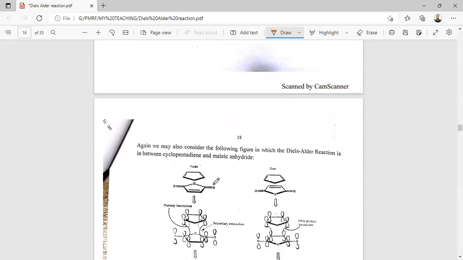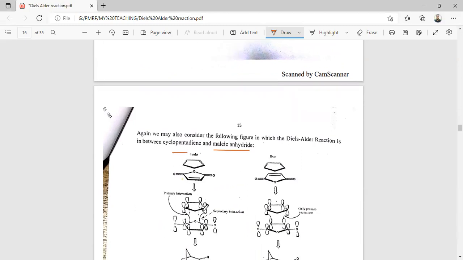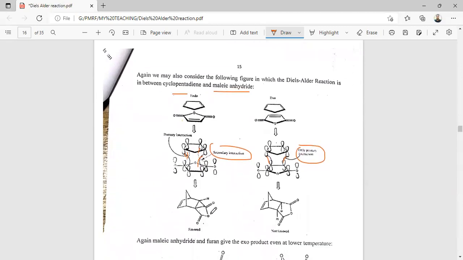Again, we may consider the following figure, the Diels Alder reaction between cyclopentadiene and maleic anhydride. This is the endo product, this is the exo product. In the endo product, this primary interaction happens and this secondary interaction happens, but for the exo product only the primary interaction happens, no secondary interaction. In that case the endo product is favored compared to the exo addition product.